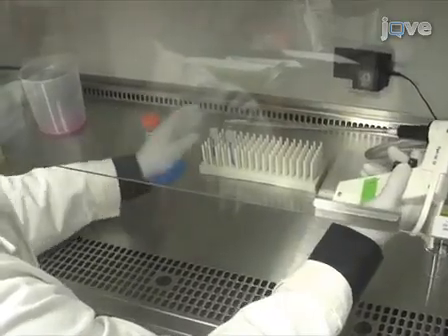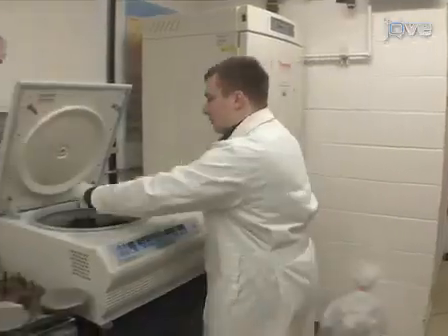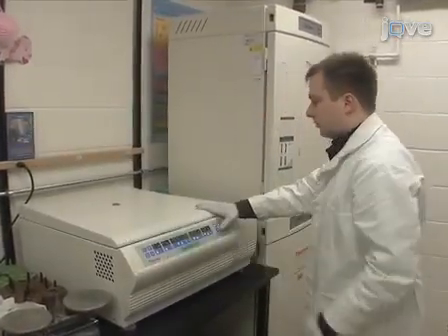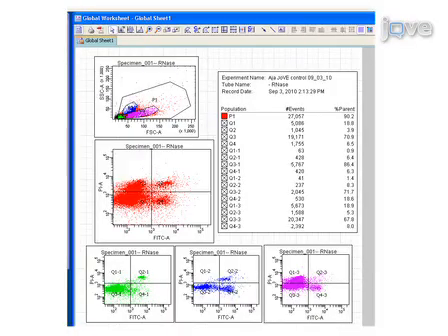Next, wash the cells in 1 milliliter of 1x PBS and mix gently by flicking. Then centrifuge the tubes at 425 Gs for 8 minutes at 4 degrees Celsius. The samples are now ready to be analyzed. Alternatively, the samples can be used for subsequent staining steps if the Annexin PI staining is being performed in parallel with other procedures.